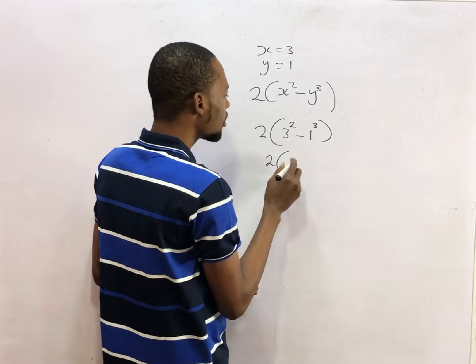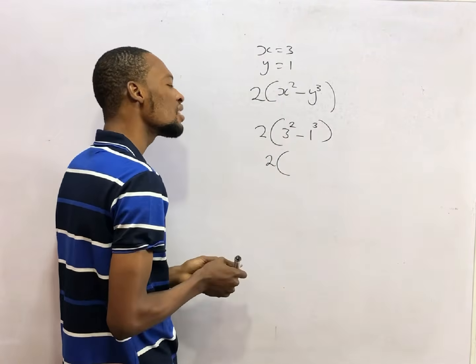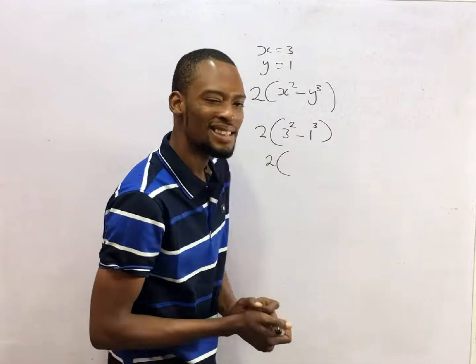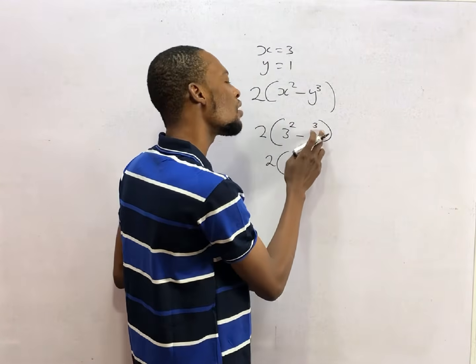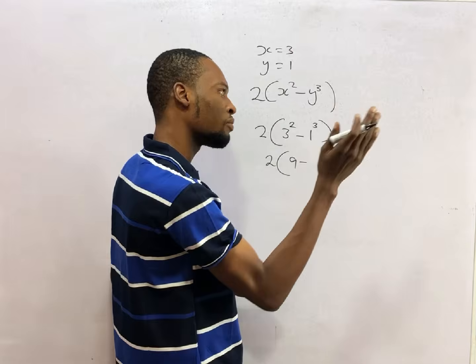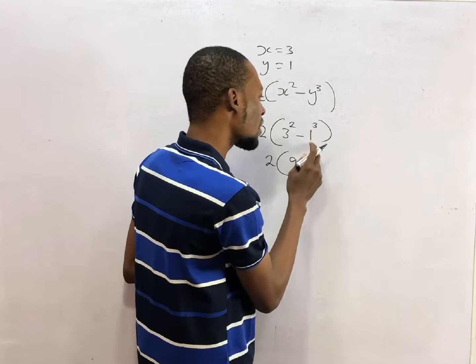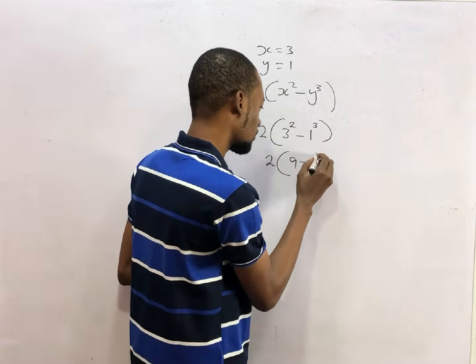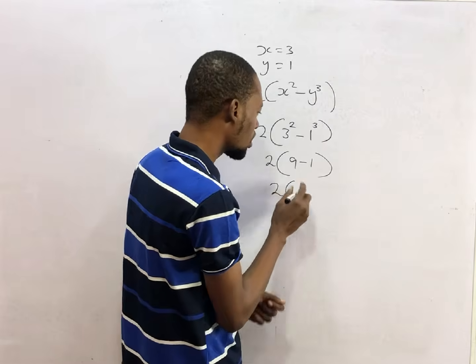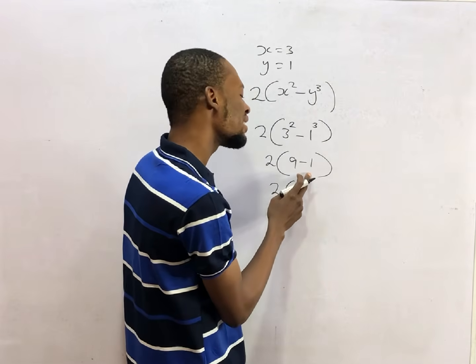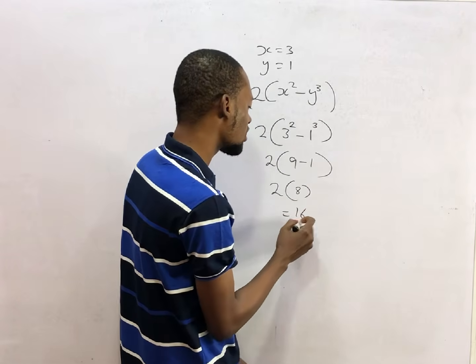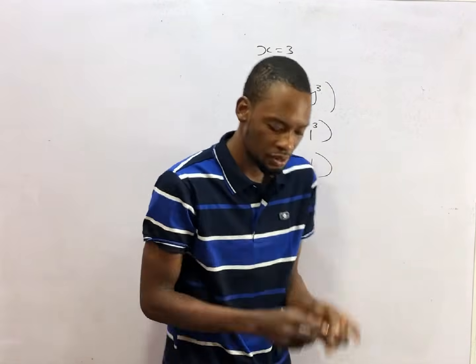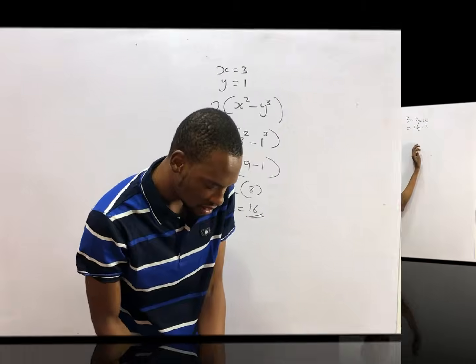3 squared is 3 times 3, which is 9. 1 raised to the power of 3 is 1 times 1 times 1, which is 1. 9 minus 1 is 8, and 2 times 8 is 16. So when you substitute, you simply get 16.